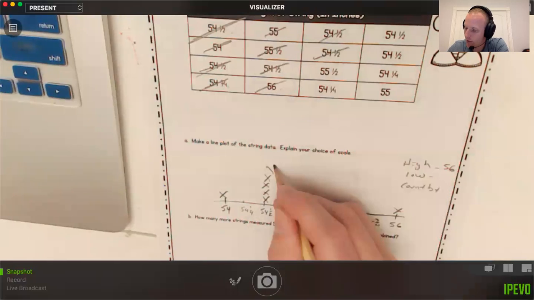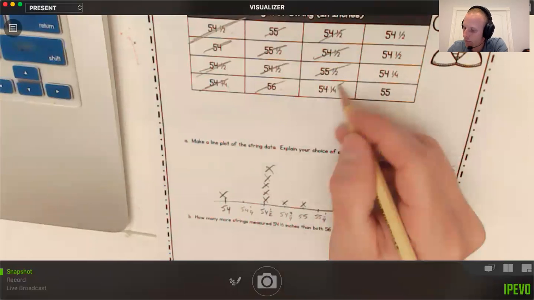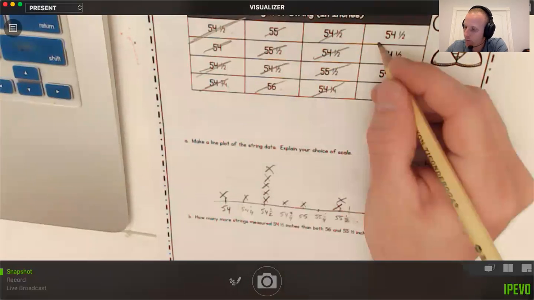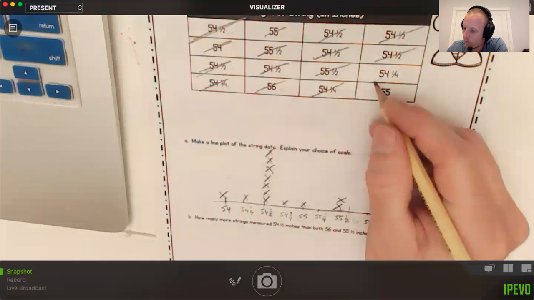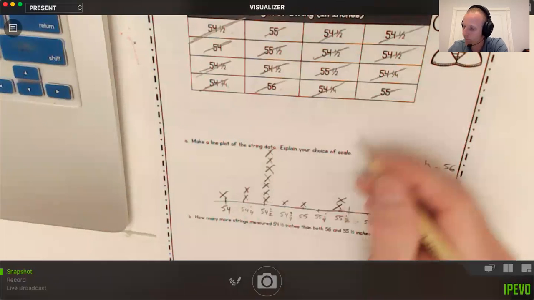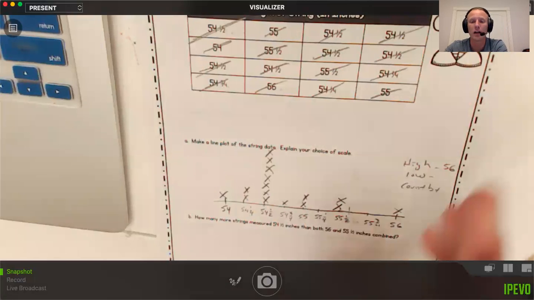I'm noticing a trend here. We're marking a lot of 54.5s. Okay, so I've completed that, and I should have 16 things on here. 1, 2, 3, 4, 5, 6, 7, 8, 9, 10, 11, 12, 13, 14, 15, 16. I do have 16, so I've done it correctly.